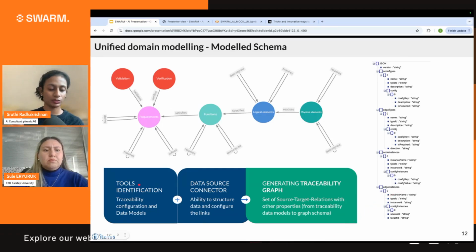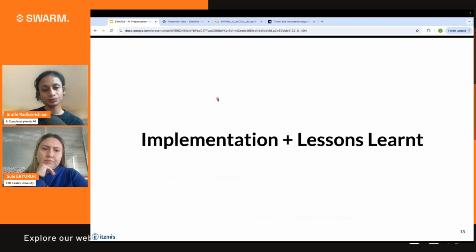So the first step is to identify the tools of where to get the traceability data, and then you use the data source connector. It can be an AI-powered tool or a traceability tool to build this set of source and target relations and other properties to build this schema. So the one that I'm showing here is actually extracted from Neo4j, and this schema is quite flexible. We'll also see it in the video.